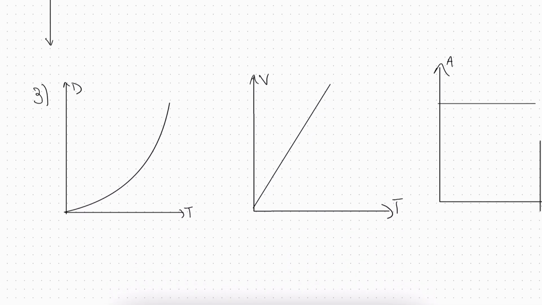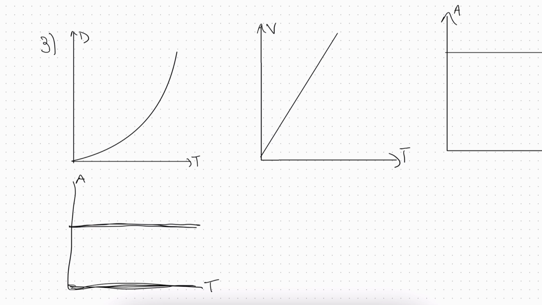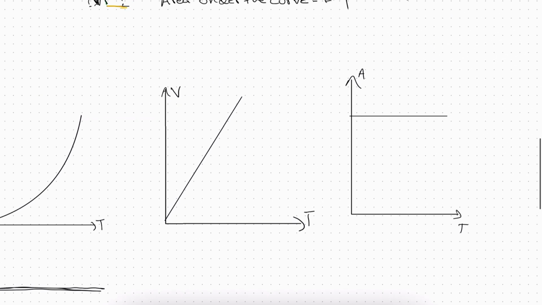Now let's look at an acceleration time graph. In an acceleration time graph, if there is no acceleration, the line is on the x-axis, which means that the velocity is constant. If there's constant acceleration, there's just a line above the x-axis, which can be seen in this graph as well.